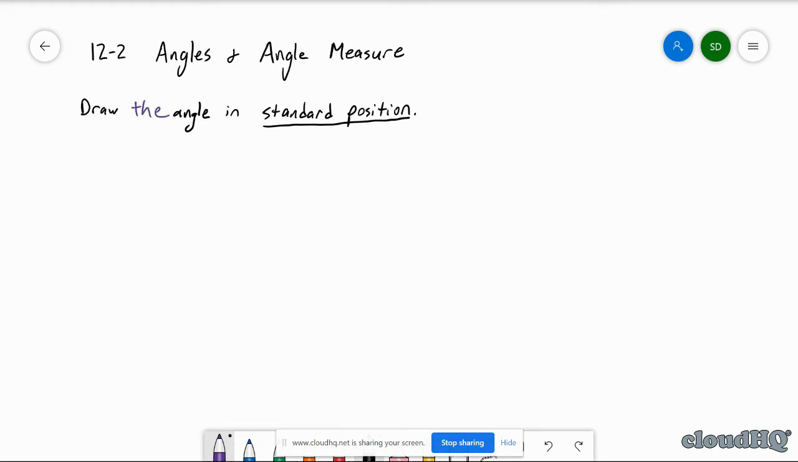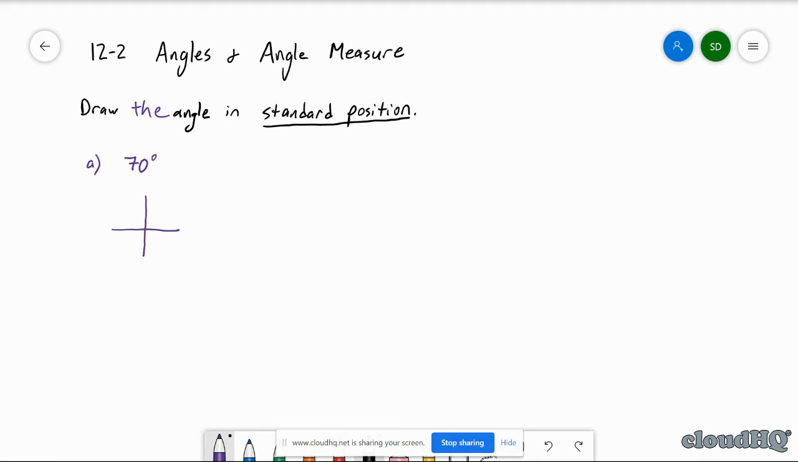Okay, draw the angle in standard position. Let's start off with a 70-degree angle. We're going to draw it or sketch it in standard position. What that means is we're going to start off with an XY axis. We're going to graph it or draw it here.